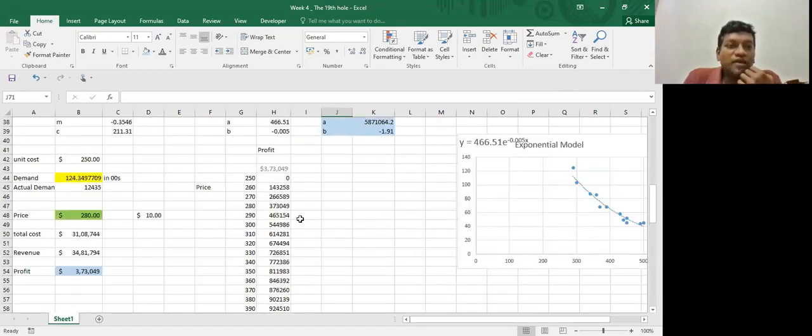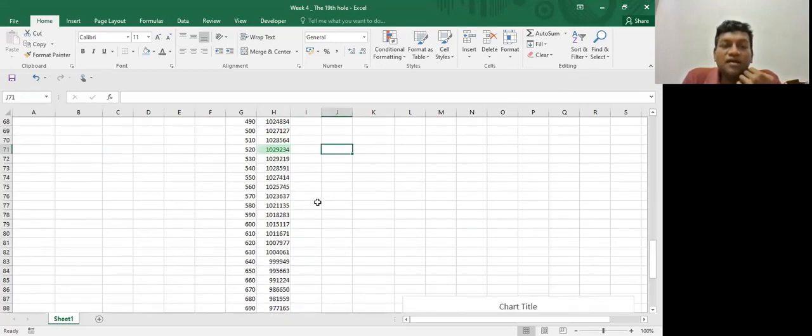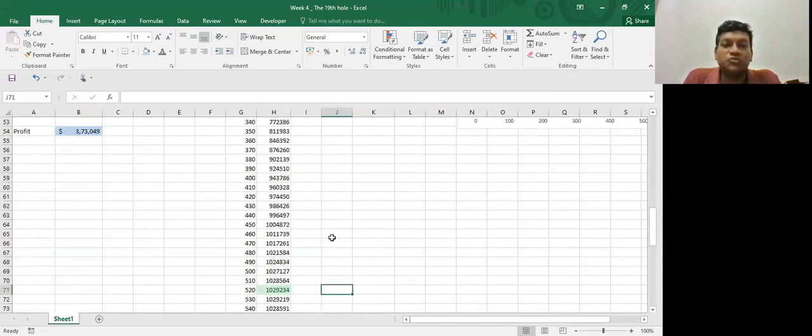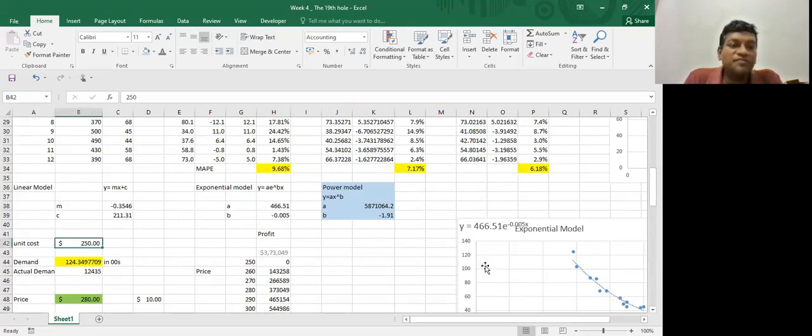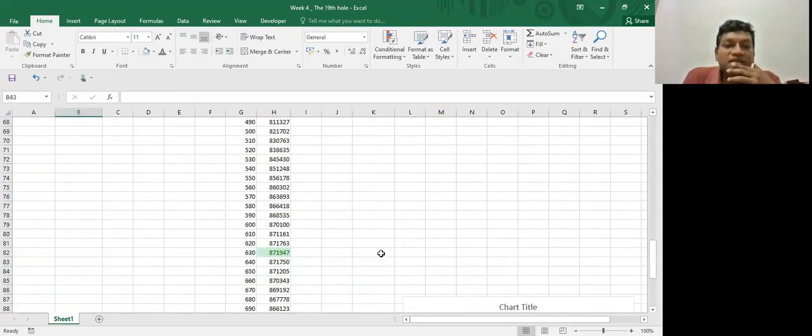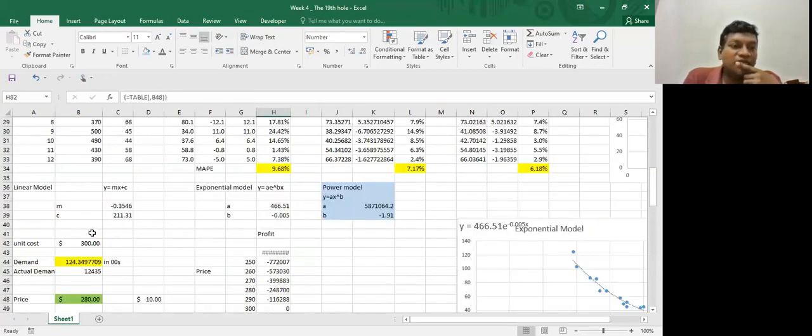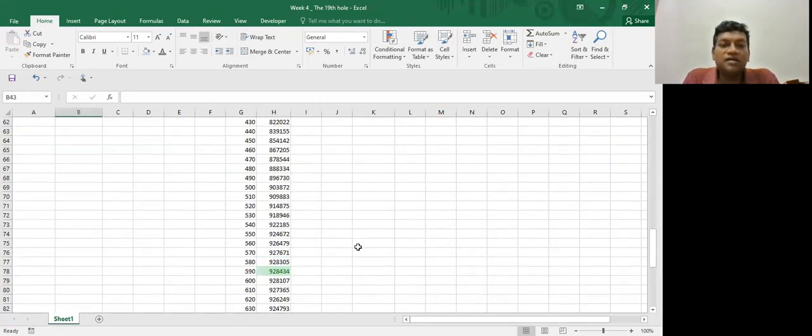Now, this is true when the unit cost is 250. Suppose your unit cost goes up and it becomes 300. You see everything automatically updates, and if the unit cost is 300, then your optimized price is actually 630. You should price it at 630. That's when your profit gets maximized. Now, if the unit cost again drops down to, let's say, 280, you notice 590 is the optimal pricing.